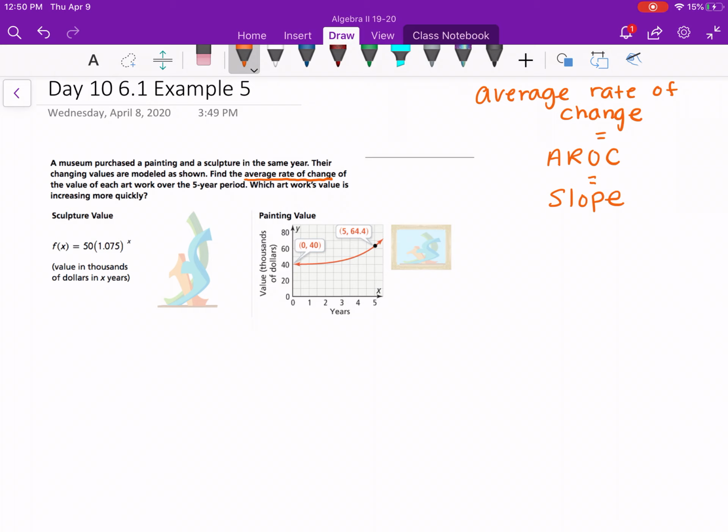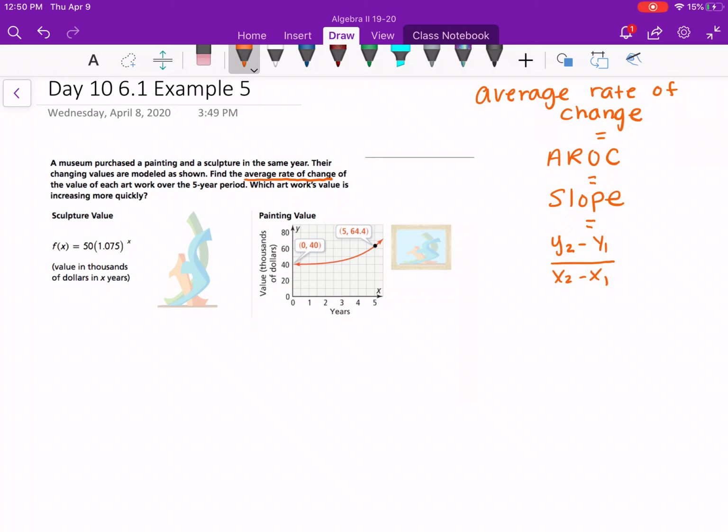So the good news is that thinking about it as slope means that we can use the formula we're used to. We can just use that formula that we learned back in geometry, y2 minus y1 over x2 minus x1, okay? So average rate of change just means slope, and we can find it by doing rise over run, y2 minus y1 over x2 minus x1.